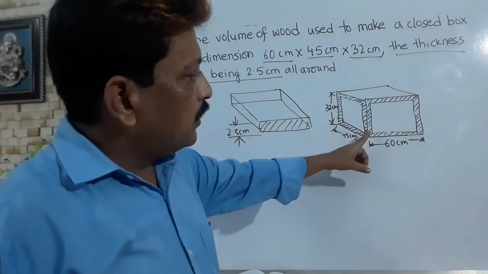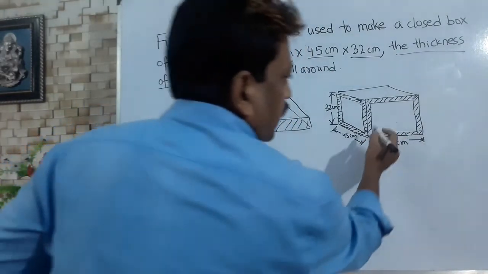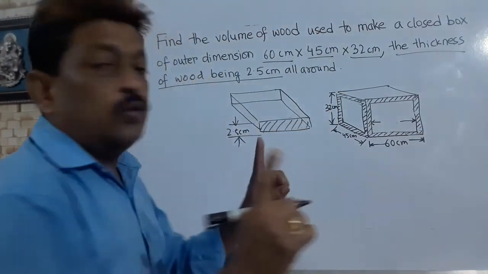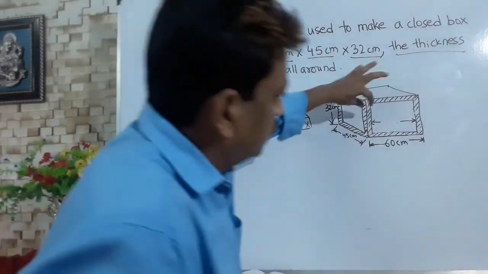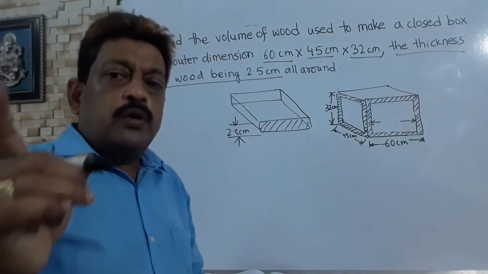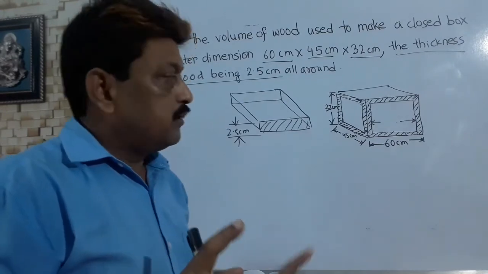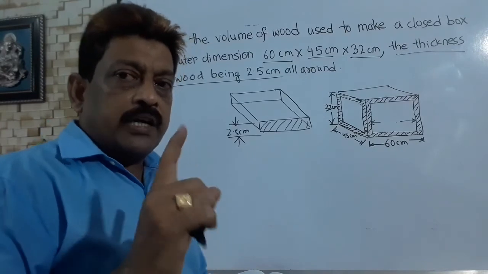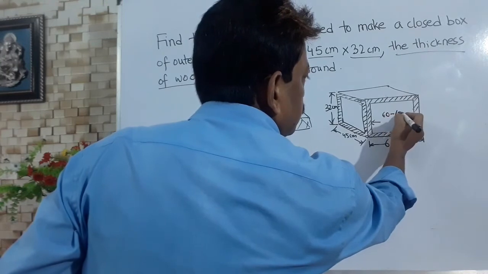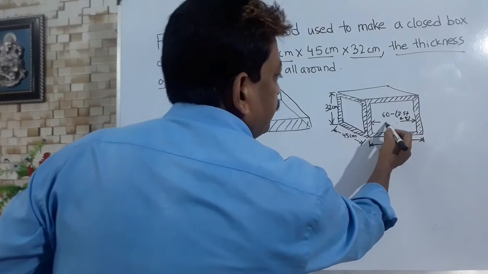So if you look at the box, this outer length is 60 centimeter, then our inner length will be 60 minus 2.5 centimeter from both sides. This side 2.5 centimeter and this side also 2.5 centimeter. So 2.5 centimeter will be subtracted for both sides from the outer length to get the inner length. So inner length will be 60 minus 2.5 minus 2.5. That is, it will be 55 centimeter.